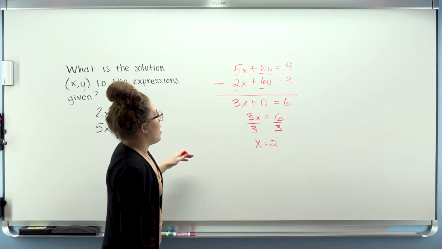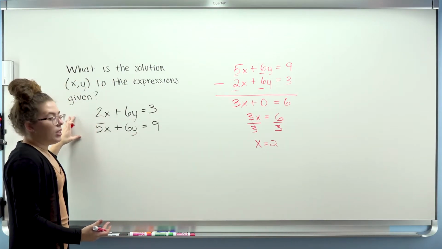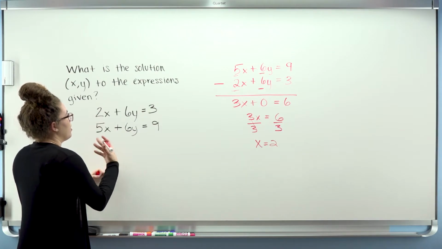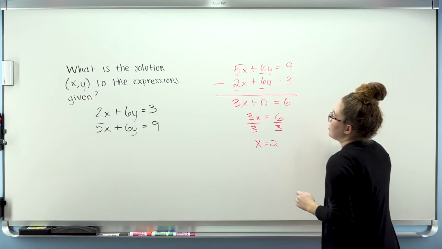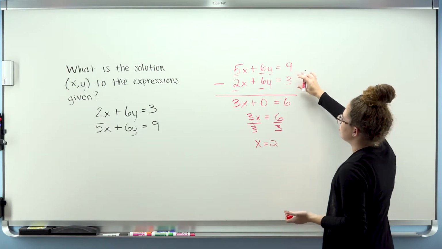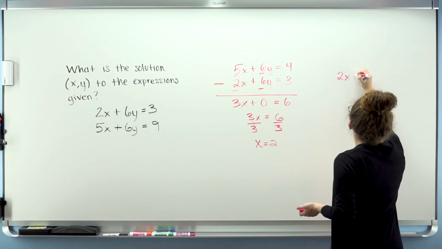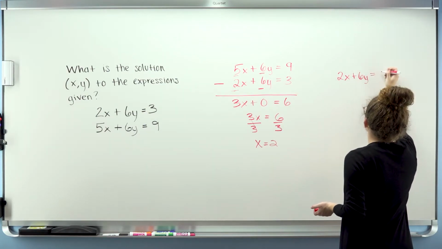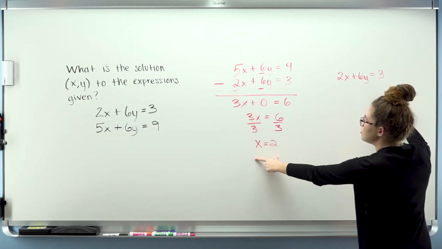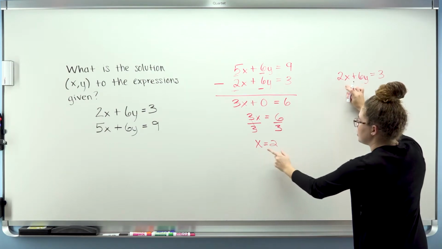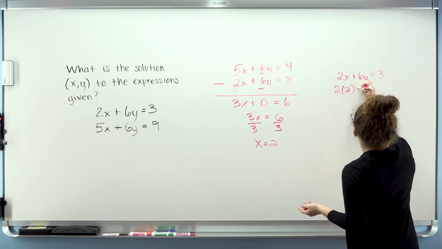All right? And now, because we have one value, we can just take one of these equations, fill in the x value, and get what the y value is. So for me, I'm going to pick the equation that looks a little simpler just because the numbers are smaller. So I'm going to pick the 2x plus 6y is equal to 3, right? I'm going to take all the x values and fill in 2 for it, right?